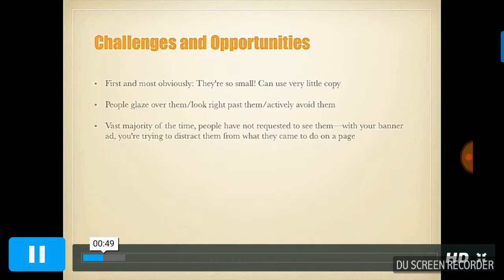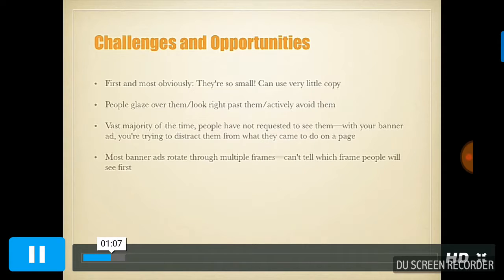People haven't requested to see your banner, and you're trying to actually distract them from what they came to do on a page. They're trying to read an article or purchase something or play a game, and your banner ad is not part of the experience that they want to have. So you have to really work hard to get their attention.